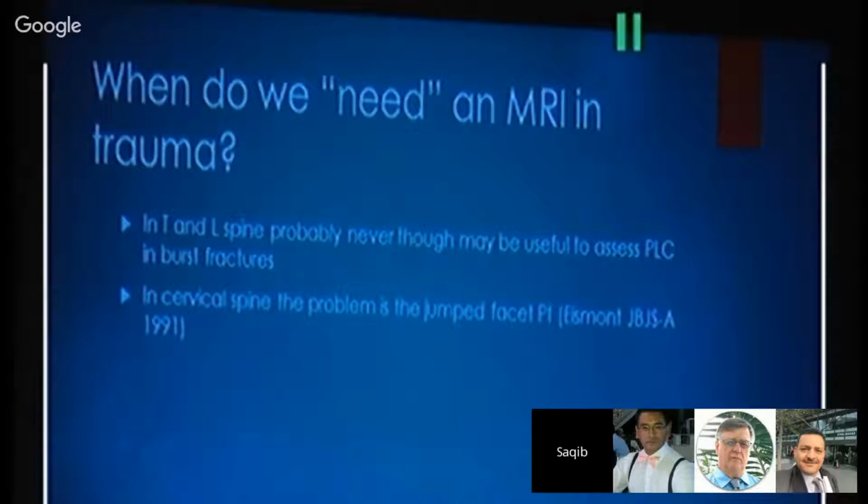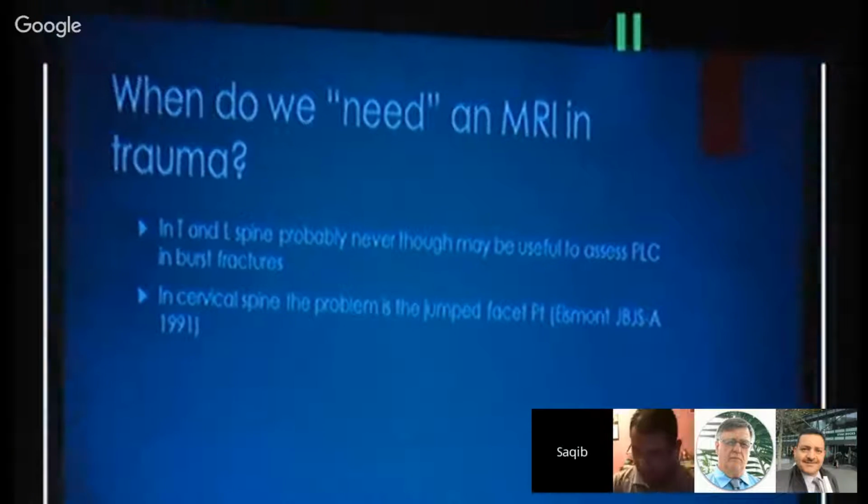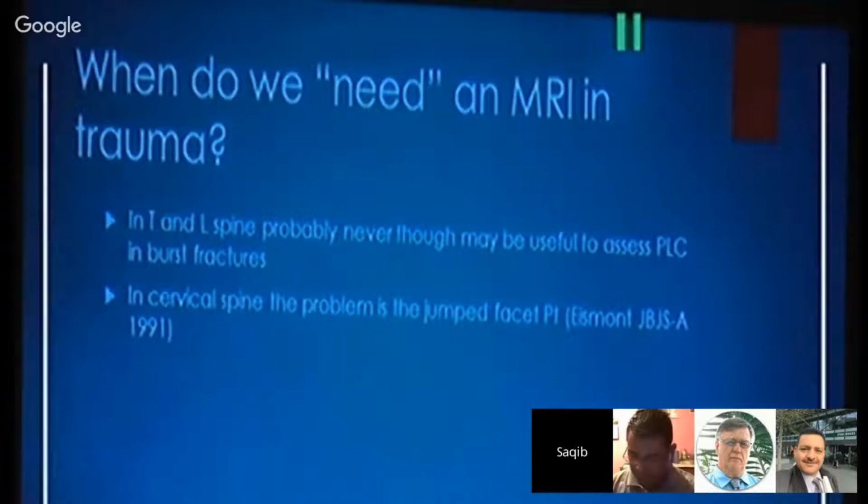In the cervical spine, it comes back to this paper by Frank Eismont in 1991, looking at patients with jumped facets. In Frank Eismont's paper, he had a couple of patients who deteriorated neurologically after closed posterior reduction under general anesthesia. And so the whole question became the idea that there is the potential for disc displacement in these patients. This was a couple of cases over a long period of time. So we don't even know the denominator here. So we don't know how common this is.